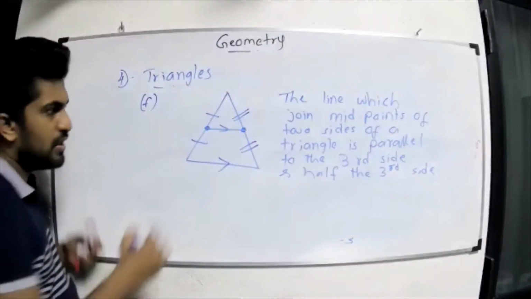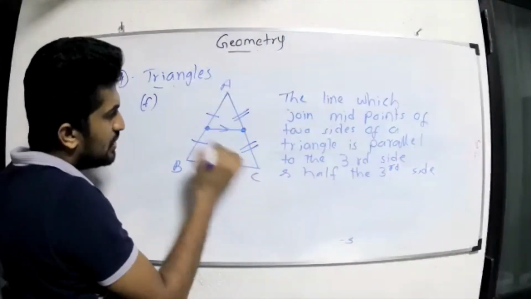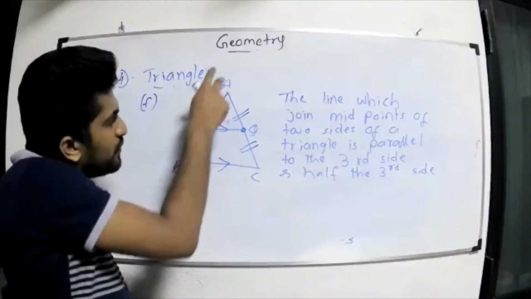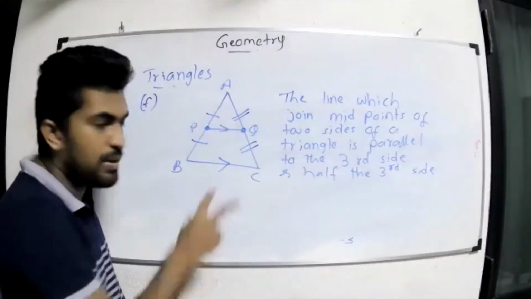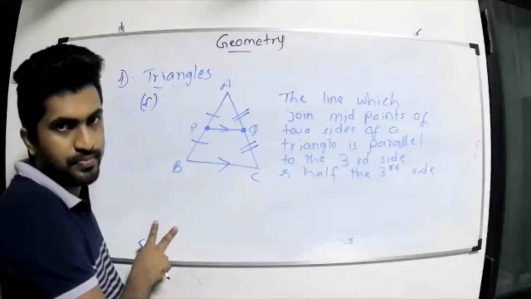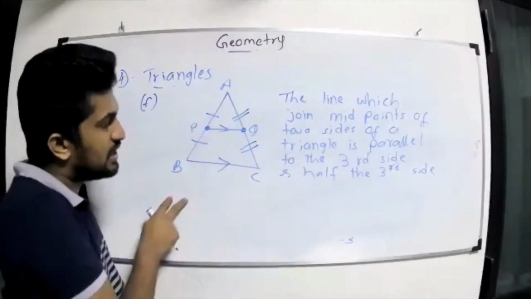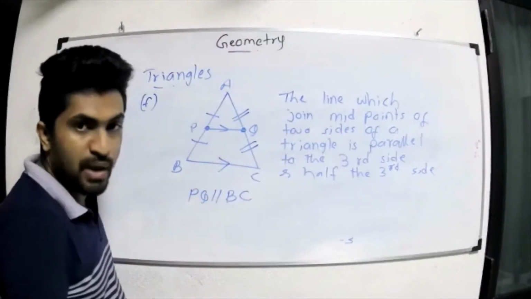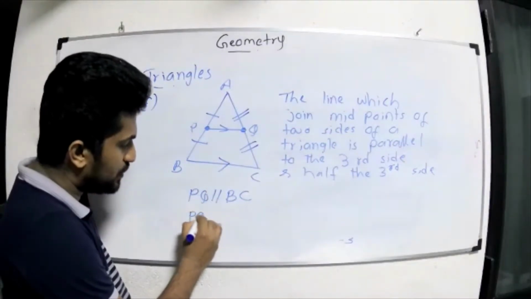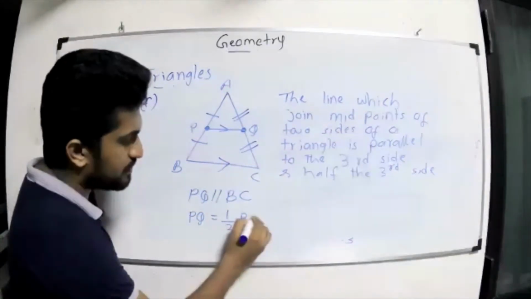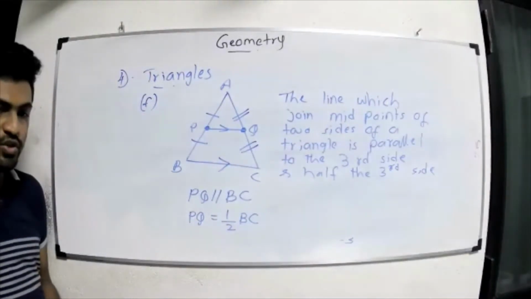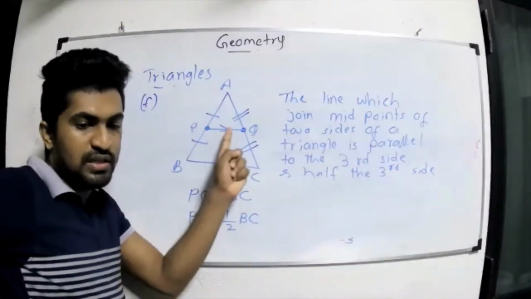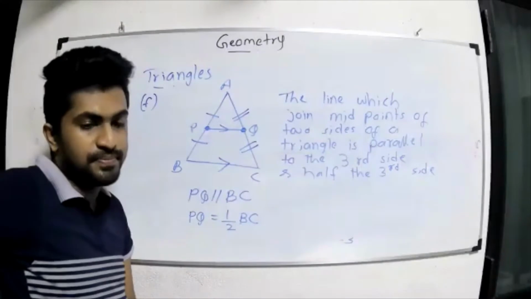What is the meaning of that? If I consider this triangle is ABC, and this is PQ, P and Q are midpoints of AB and AC. The line which joins P and Q is parallel to BC. PQ is parallel to BC. Another one, PQ is half of BC. This is the theorem: the line which joins midpoints of two sides of a triangle is parallel to the third side and half of the third side.